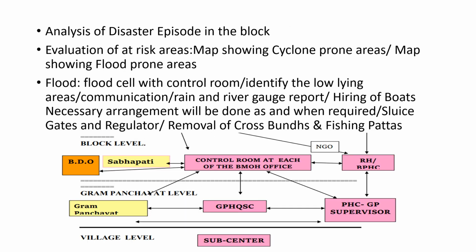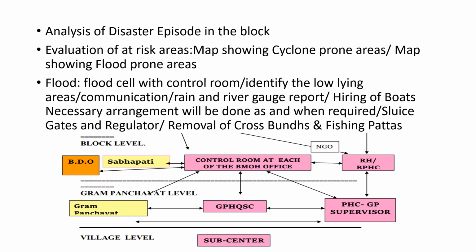It should begin with the analysis of the disaster episode in the block, followed up with the evaluation of the at-risk areas. Here you need to mention a map showing the cyclone prone areas, or if it is a flood related question, a map showing the flood prone areas. If it is flood, you have to mention the construction of flood cells with control rooms, identifying the low-lying areas, communication regarding the rain and river gauge reports, hiring of boats in time, necessary arrangements to be done as and when required, sluice gates and regulators to be kept track of, removal of cross-bunds and fishing pattas.